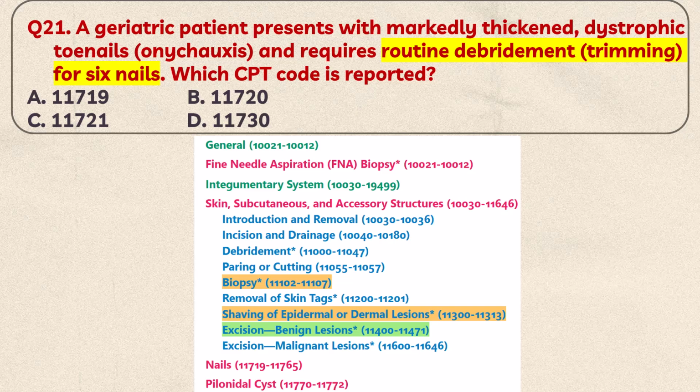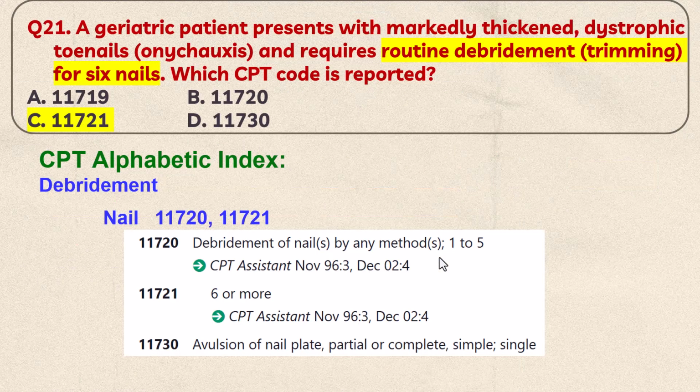So in the working scenario, you can use the table of contents at the integumentary system, where you can go to the nails and find the code. Or else you have to use the CPT alphabetic index. In the CPT alphabetic index, the procedure is debridement. So you have to search for the main term, debridement. Then go to the subterm nail. It will indicate the following 2 codes, 11720 and 21. When you go to the table of codes, 11720 is debridement of nails by any method, 1 to 5. 11721 is 6 or more.